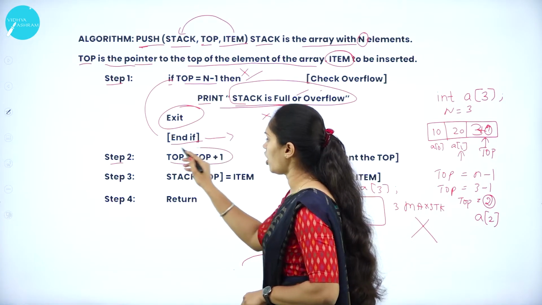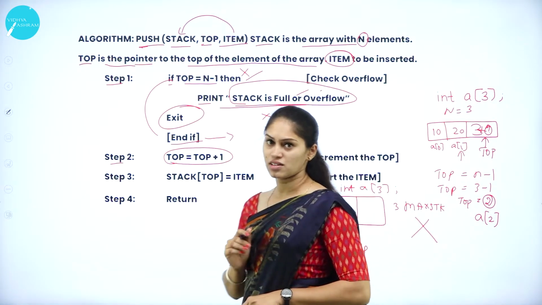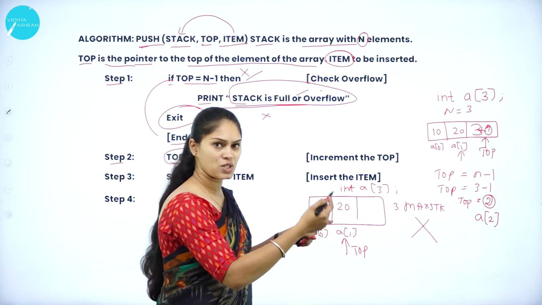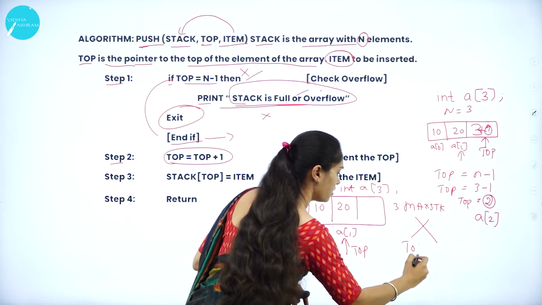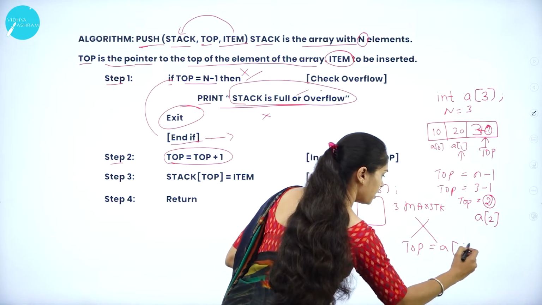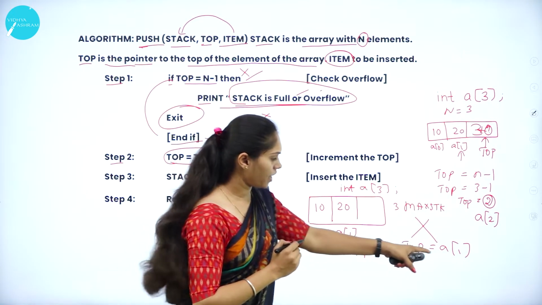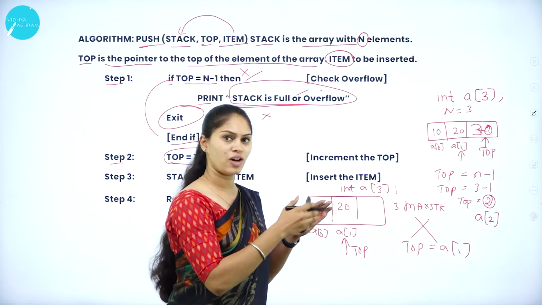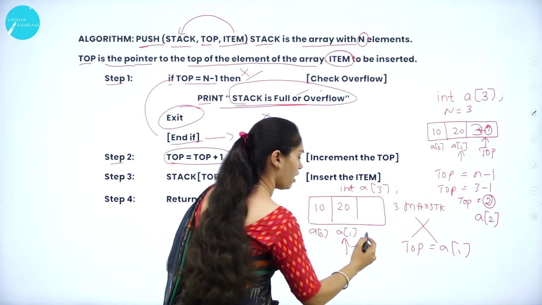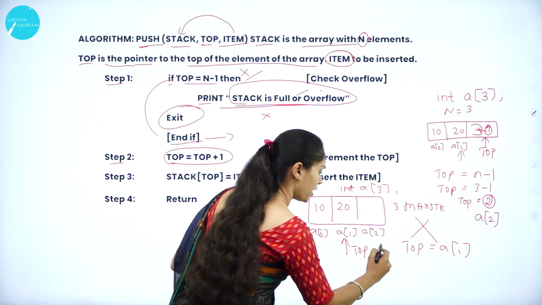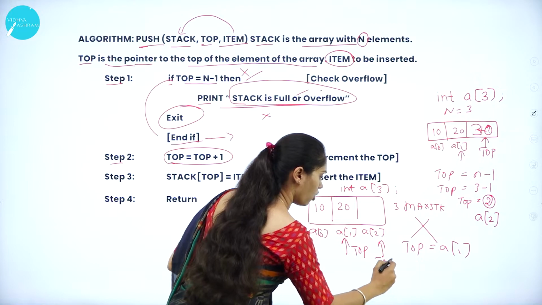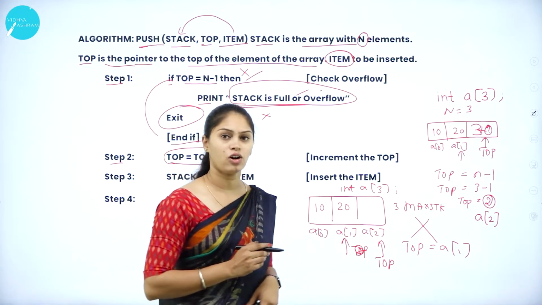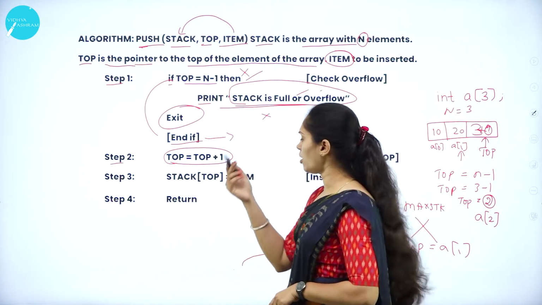That is, top is equal to top plus 1. So where is my top now? That is here. So top is equal to top plus 1. Top is in a of 1, right? Now I want to increment that by 1. So a of 1 plus 1 becomes a of 2. So where am I going to point the top now? That is a of 2. That is top is equal to top plus 1.